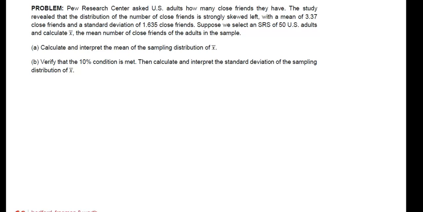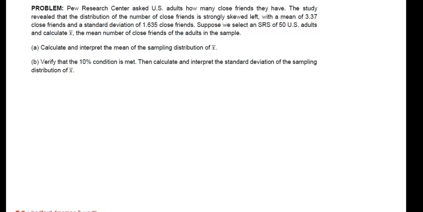Pew Research asked U.S. adults how many close friends they have. The study revealed the distribution of the number of close friends is strongly skewed to the left. That's the population. The mean is 3.37 close friends and the standard deviation is 1.635 close friends. By the way, these are means, not proportions. Suppose we select a simple random sample of 50 adults and calculate x bar, the mean number of close friends. Calculate and interpret the mean.